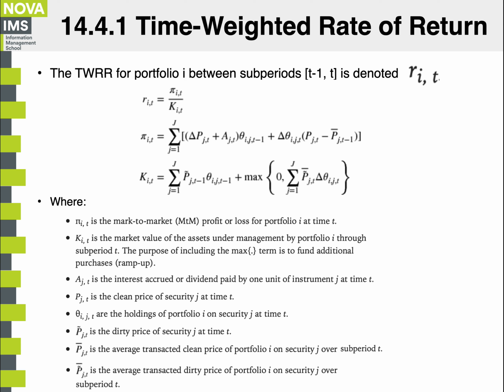We can compute the TWRR by determining the value of the portfolio at the time of each external cash flow. The TWRR for portfolio i between subperiods t-1 and t is denoted r and can be calculated by dividing the mark-to-market profit or loss for portfolio i at time t by the market value of the assets under management by portfolio i through subperiod t.